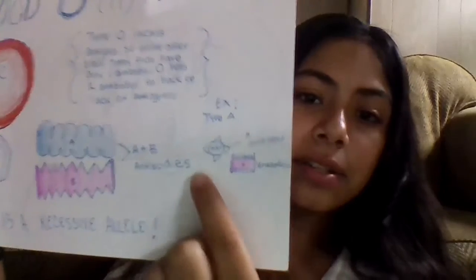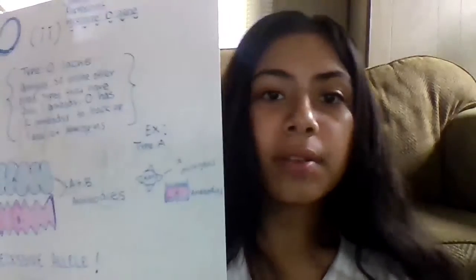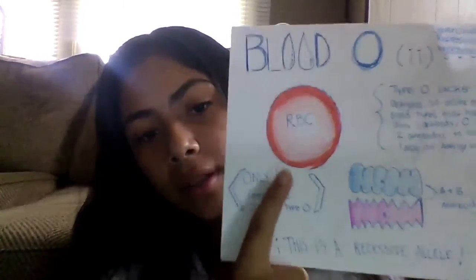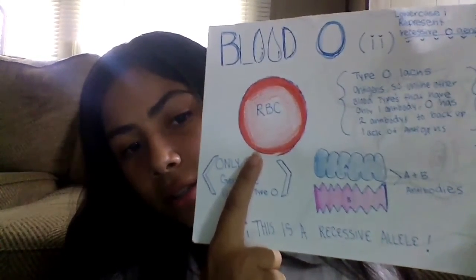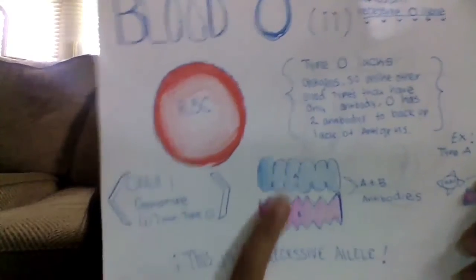As you can see, there's an A antigen and a B antibody. Since there's an antigen, there's only one antibody left to back it up. But unlike one antibody and antigen, in blood type O, there are no antigens on the surface. And instead, since there are no antigens on the surface, it's left with two antibodies to back it up, type A and B.